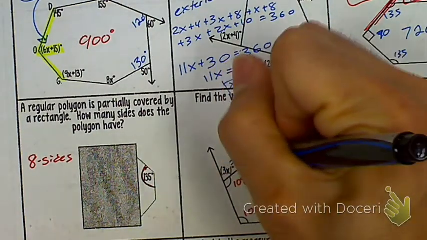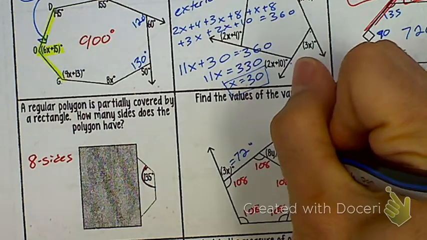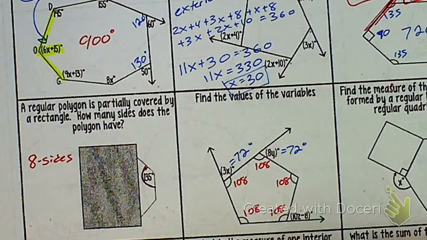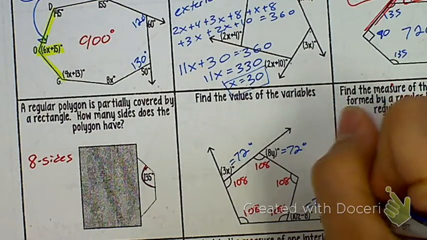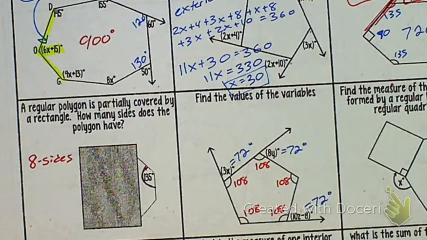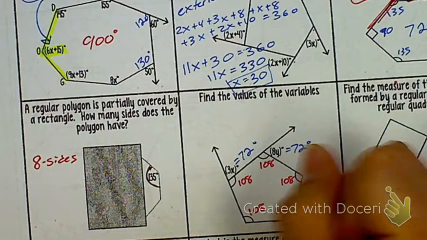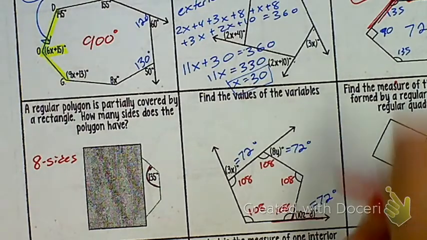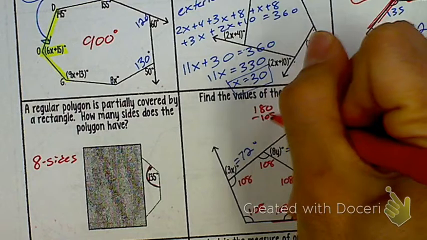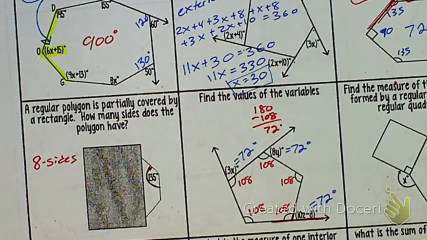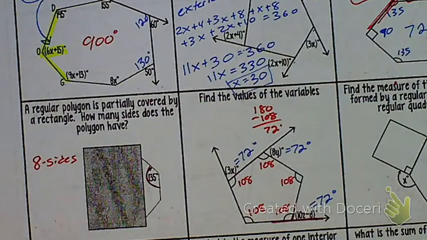So guess what? You can do 3x equals 72. Solve for x. 8y equals 72. Solve for y. 10z minus 8 equals 72. Solve for z. Do you know how I got 72? It's a pentagon. If the interior is 108, this has to add up to how much? 180. So 180 minus 108 is 72.